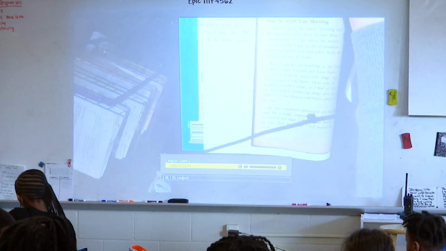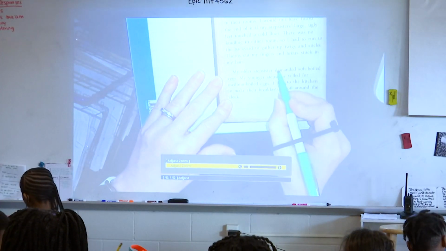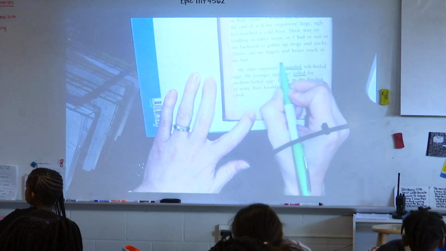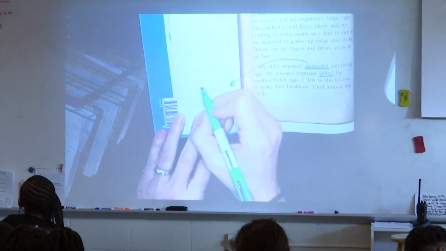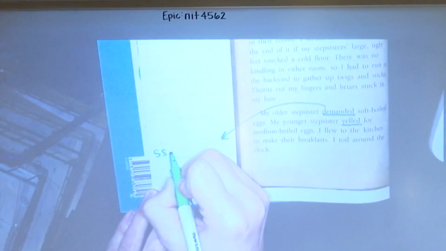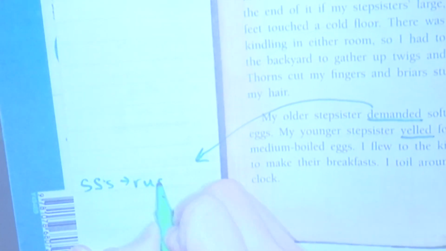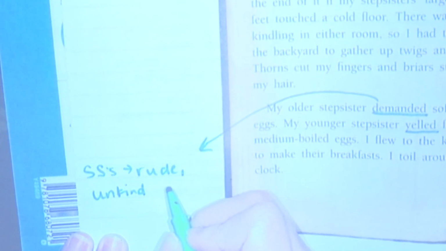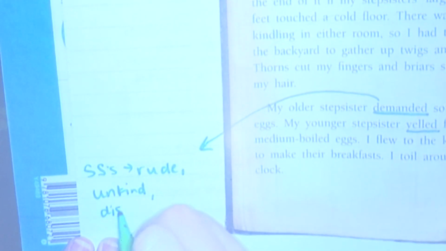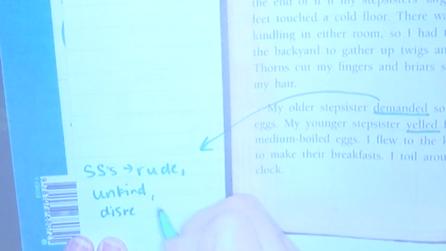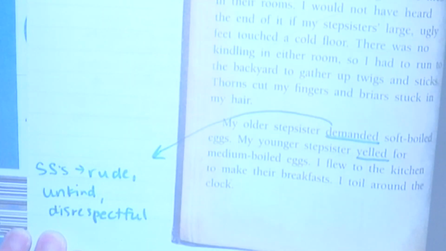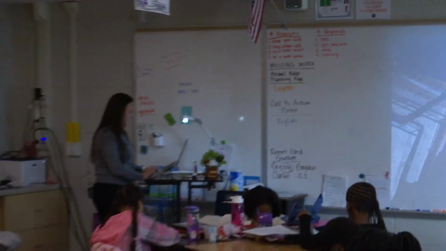I will zoom in. They demanded and they yelled, okay? So I'm going to make a note over here that means I think the stepsisters are rude, unkind, disrespectful was another good one we used to describe people who yell and demand. Do you have to write everything that I write? No, you would have to write what works for your brain, okay?